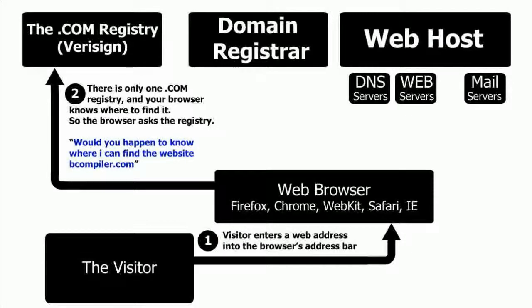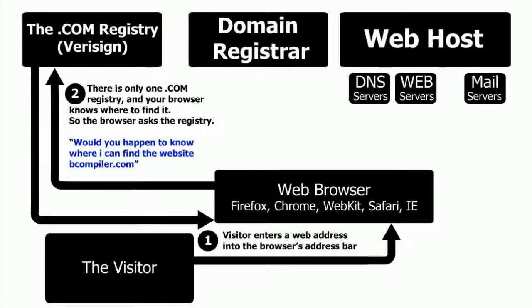Our browser doesn't need anyone to tell it where the registry is. There's only one registry for .com domains, and that would be VeriSign's registry. Our browser knows where the VeriSign registry is. So the browser asks the registry, where do I find bcompiler.com? And the registry responds with an internet address or IP address. That address is the address of the DNS server responsible for bcompiler.com.